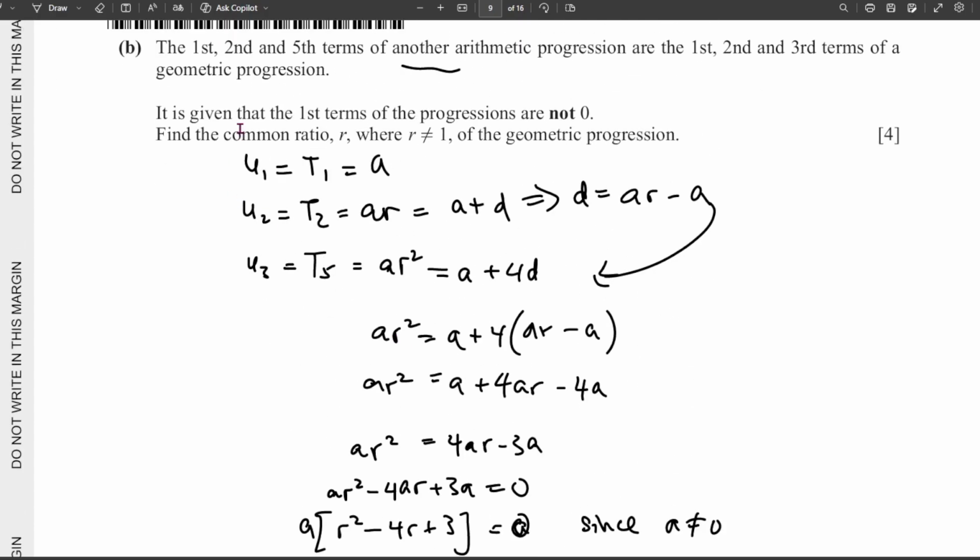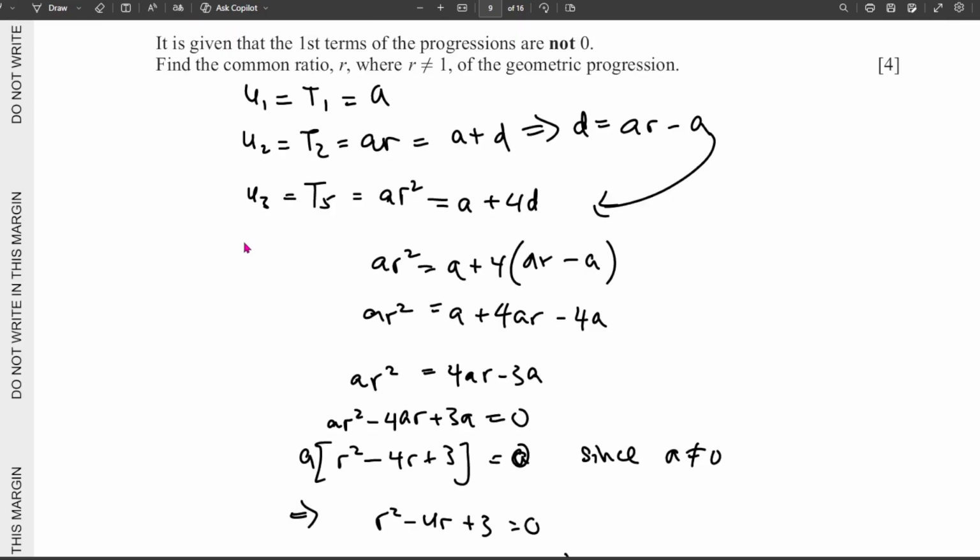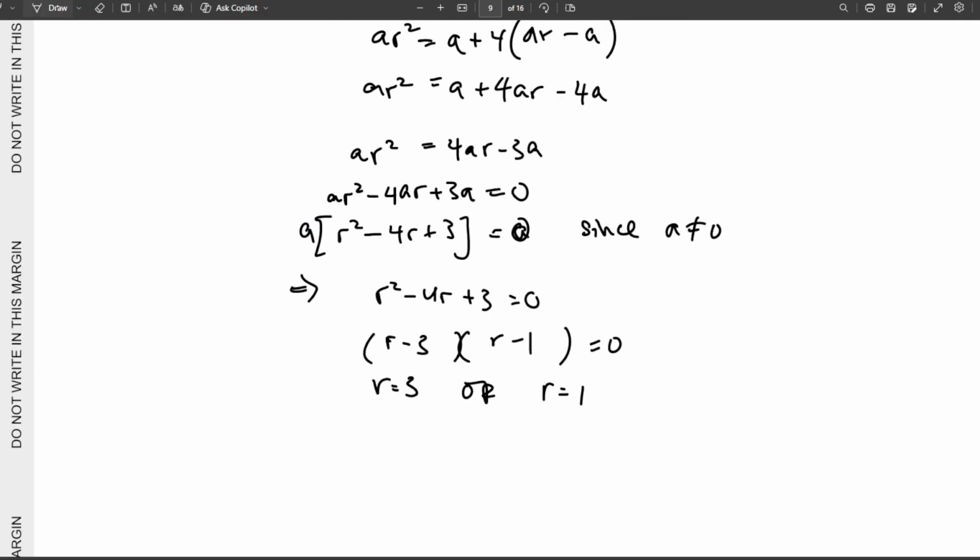So yeah, that's what the question wanted us to find. So that's part B done. And please reject this solution. So this is the only answer that we have.